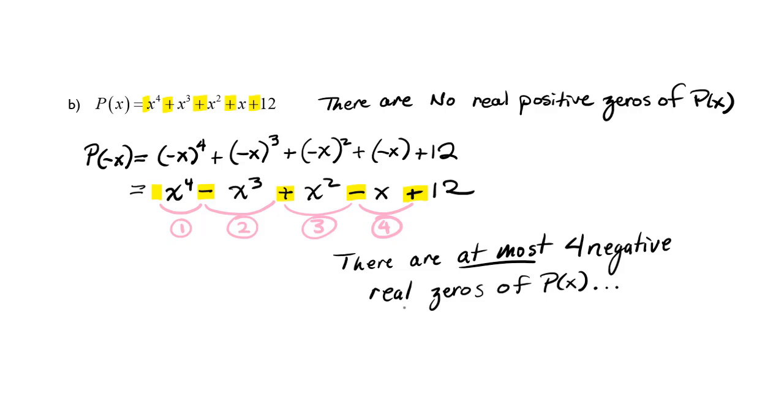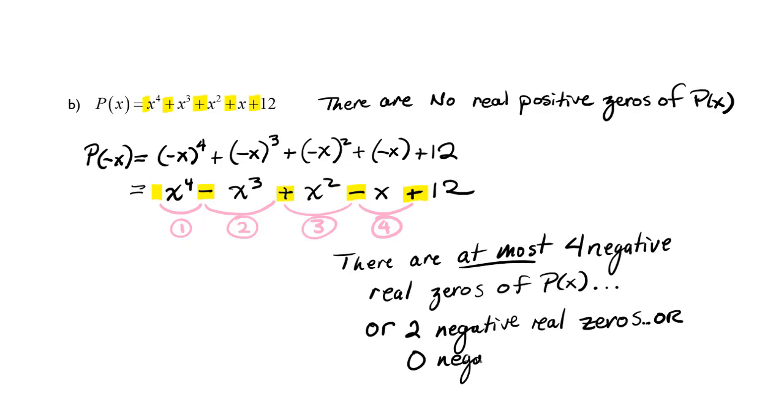And then you can say, because there could be either complex conjugate pairs or irrational conjugate pairs, we could say 4 or 2 negative real zeros, or 0 negative real zeros.